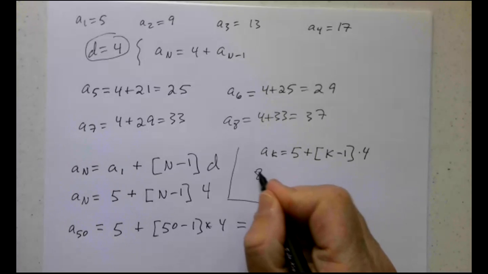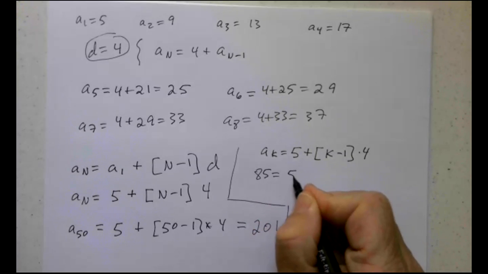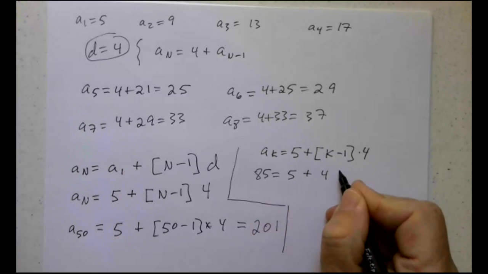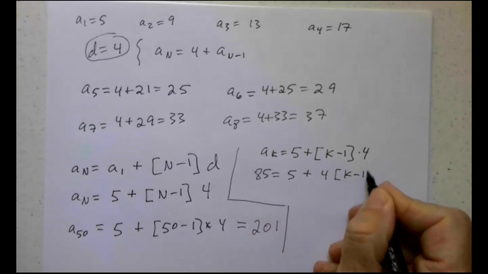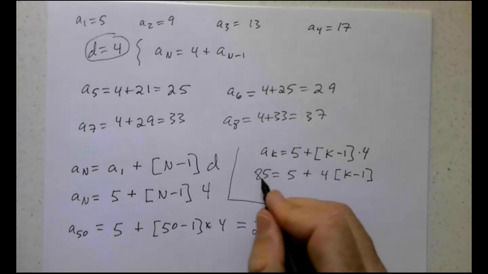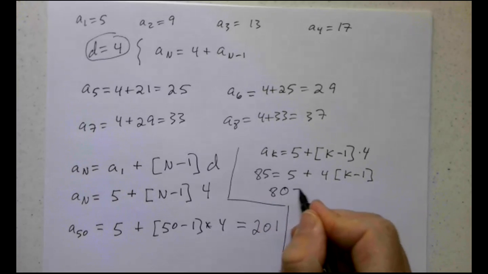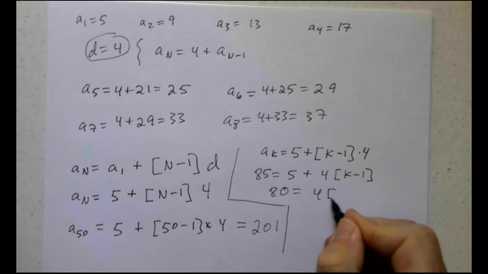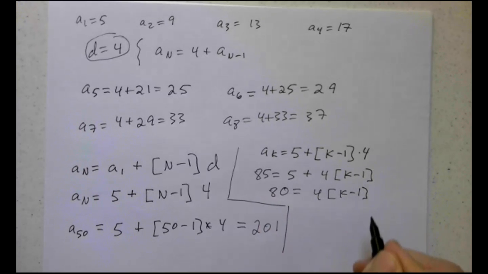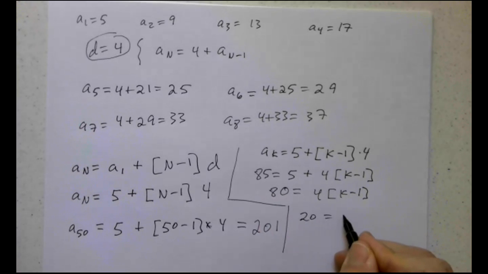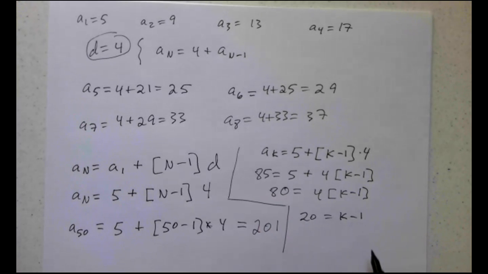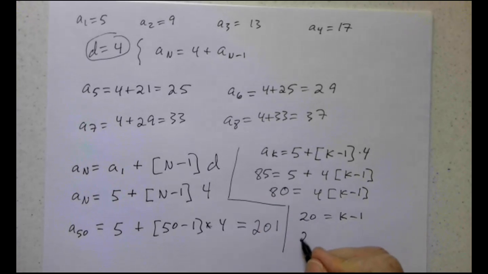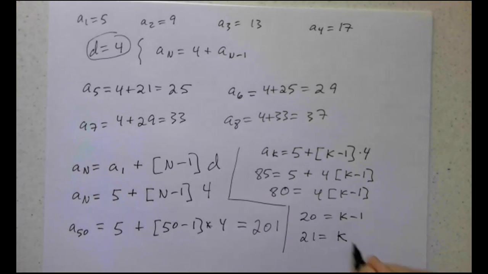So 85 equals 5 plus 4 times k minus 1. Subtracting 5 from both sides, 85 minus 5, 80, equals 4 times k minus 1. Simple thing here would be to divide both sides by 4. 80 divided by 4 is 20 equals k minus 1. Then add 1 to both sides. 21 equals k. So indeed, if A sub k is 85, k is equal to 21.